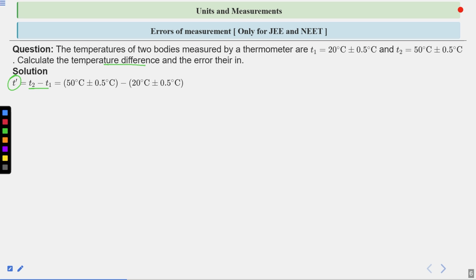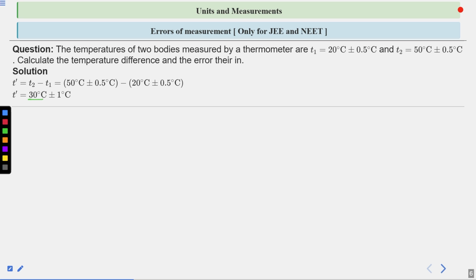Now T2 is what? T2 is 50 degrees Celsius plus minus 0.5 degrees Celsius and T1 is 20 degrees Celsius plus minus 0.5 degrees Celsius. So we know the value of T1 and T2. So just substitute the value of T1 and T2. You will get this expression: 50 degrees Celsius plus minus 0.5 degrees Celsius minus 20 degrees Celsius plus minus 0.5 degrees Celsius.